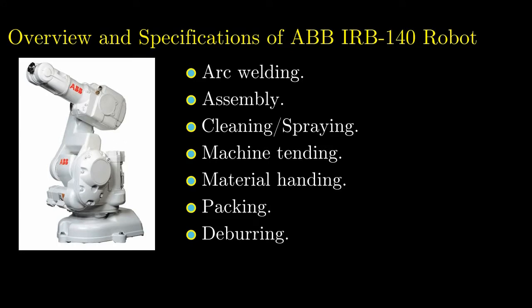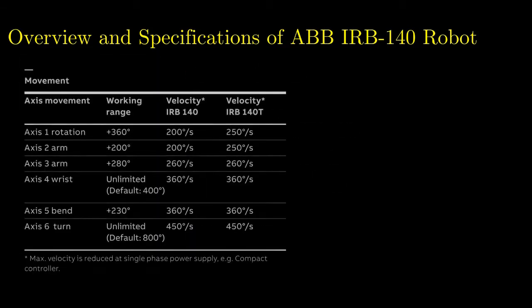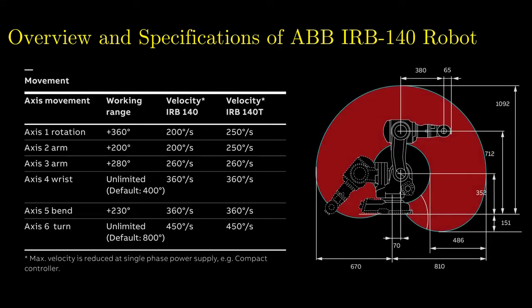The load capacity of this robot is 6 kg at the wrist scope of 810 mm, and now I show the robot's movement constraints in the following table, where the established working range and velocities on the 6 rotation axes are presented. Then, the robot's workspace is shown in the following figure, where the previously mentioned applications can operate without restriction for the 6 degrees of freedom.